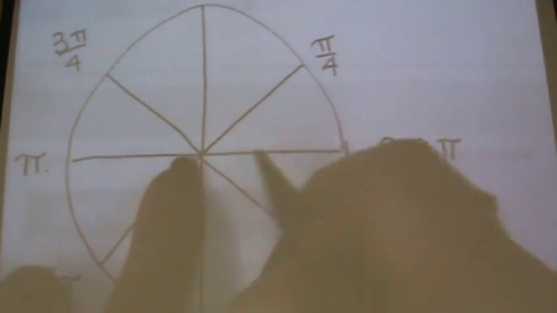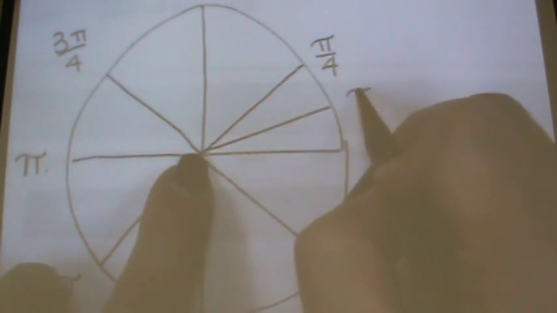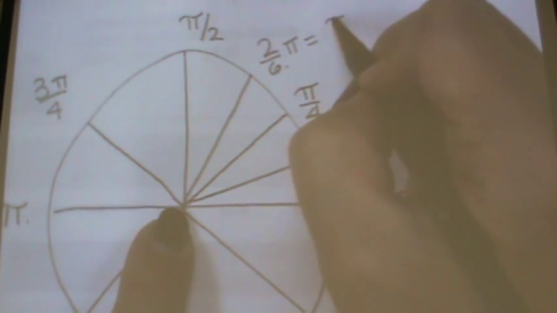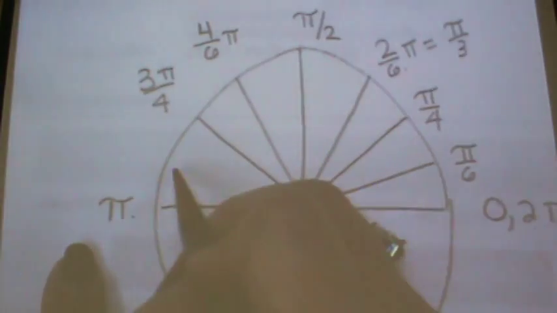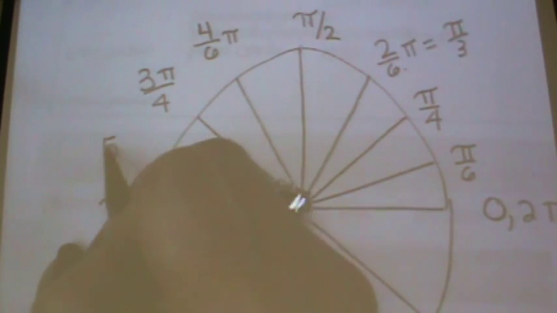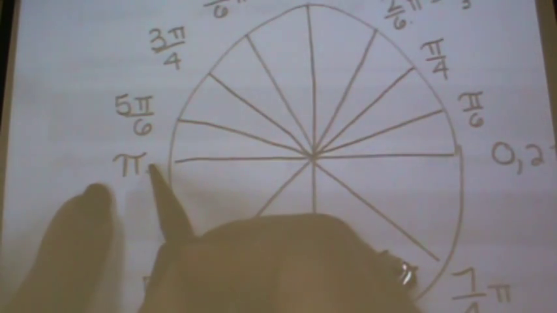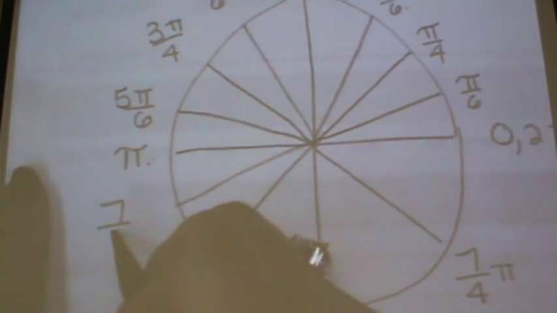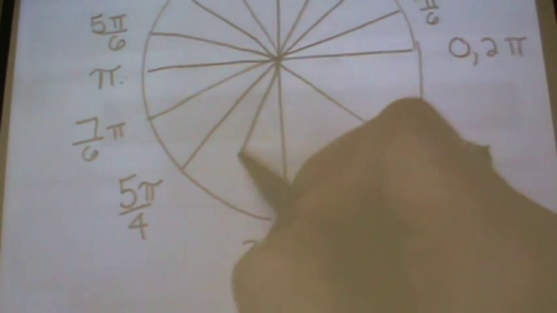And now we're going to do sixths: 1/6, 2/6. What's another name for 2/6? A third. This is 3/6. What's another name for 3/6? This is going to be 4/6. What's another name for 4/6? 2/3. This is what? 5/6, 6/6. What's another name for 6/6? Pi. This is going to be 7/6. This is going to be 8/6.